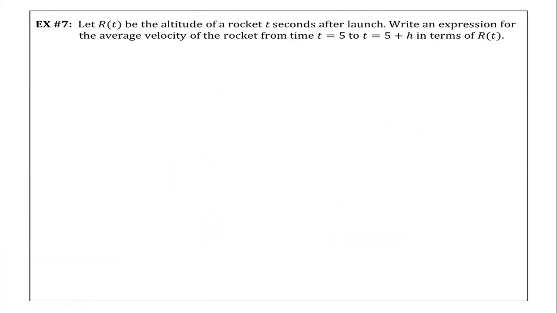All right, up next, it says, we're going to let R of T be the altitude of a rocket T seconds after launch. Write an expression for the average velocity of the rocket from the time T equals 5 to T equals 5 plus H. Oh no, it's not just numbers, but a number and a variable as my interval. Do we see that? So my interval is now from 5, comma, to 5 plus H. That's my interval.